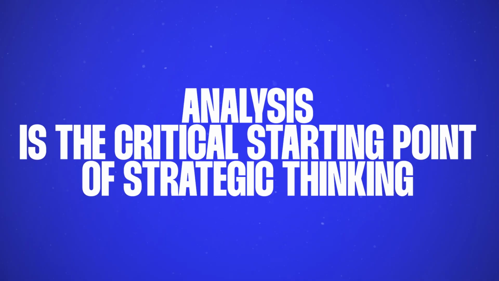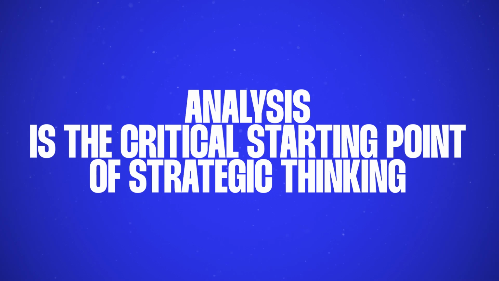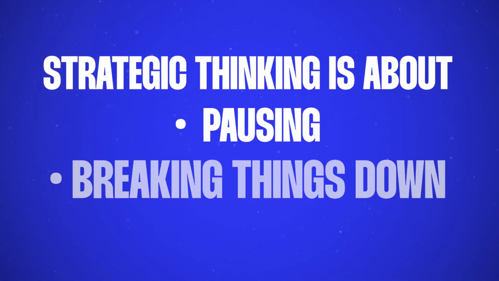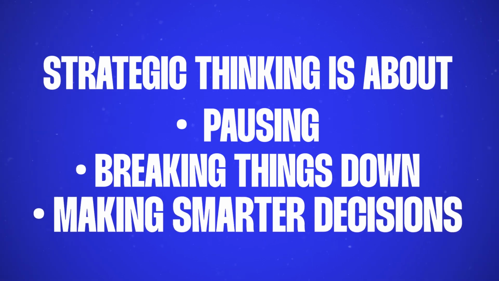One of my favorite parts has been the first chapter, when Kenichi, I hope that's how you say it, says, analysis is the critical starting point of strategic thinking. Strategic thinking is about pausing, breaking things down, and making smarter decisions. The reason I brought this up is because the first thing we want to do when it comes to examining a low ticket funnel is break it up into its parts.